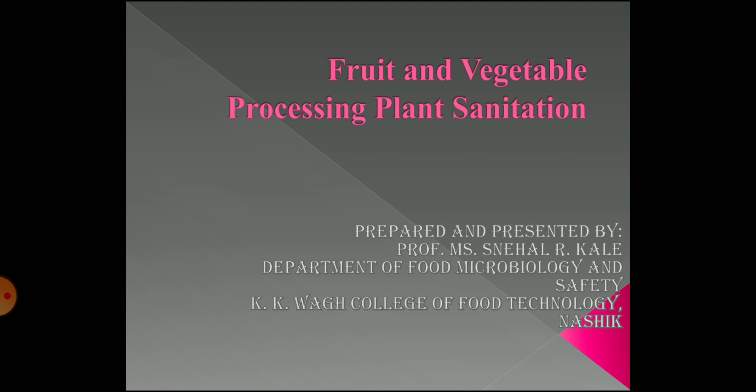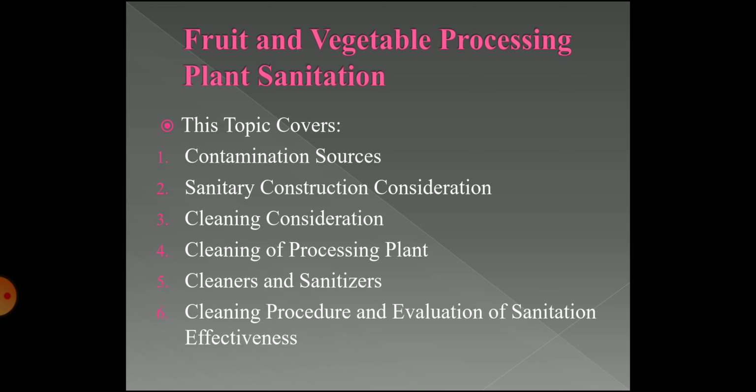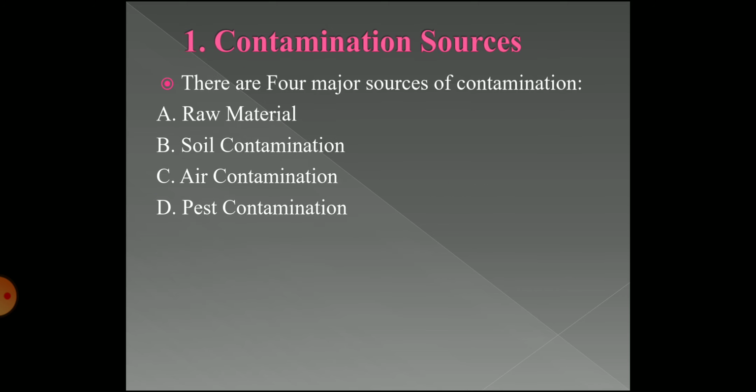I am here again with another video on fruit and vegetable processing plant sanitation. This topic covers contamination sources, sanitary construction considerations, cleaning of the processing plant, different cleaners and sanitizers, cleaning procedures, and evaluation of sanitation effectiveness. We will see them one by one. So, we will begin with contamination sources.